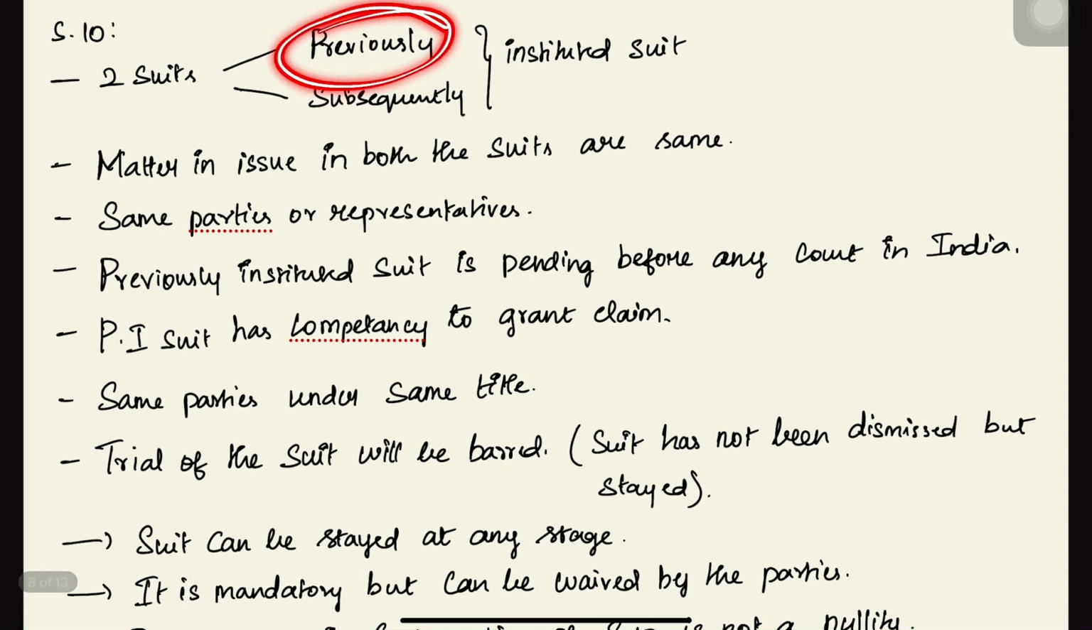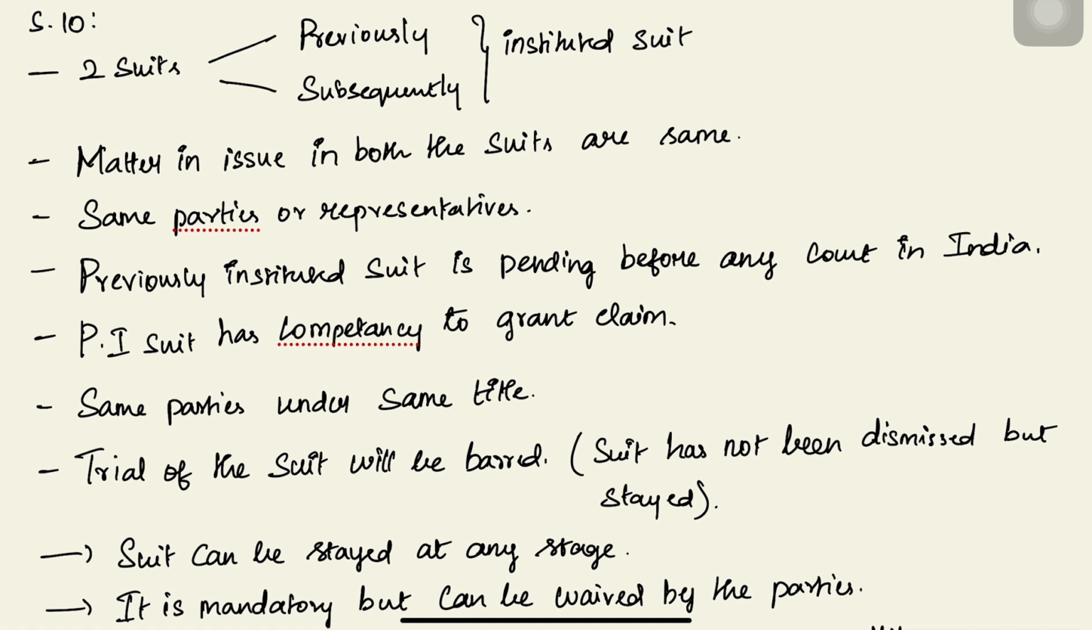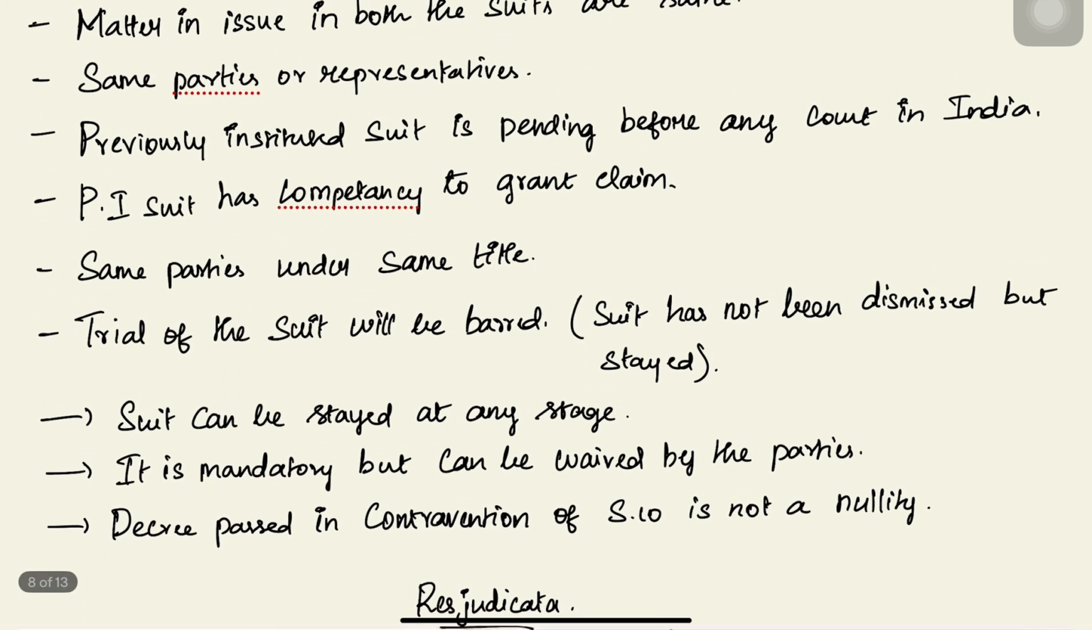And the previously instituted suit is pending before any court of India, and the court where the suit was previously instituted has competency to grant the claim. In a simple sense, it had jurisdiction to try the case and grant a claim. And in both the cases, there are the same parties acting under the same title, and the trial of such suit will be barred.